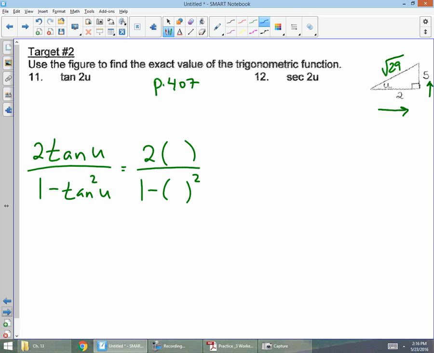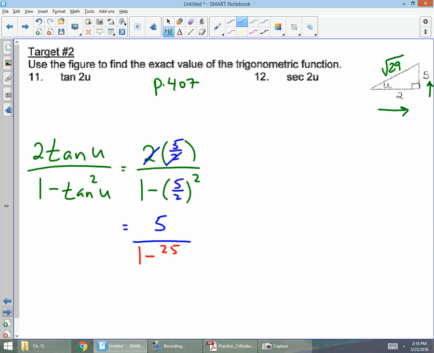Now, for question 11, it needed tangents. I really didn't need the square root of 29 for this part, but that's okay. Tangent is opposite over adjacent, so it's 5 over 2, and it's all positive. Reduce that fraction, 5 in that numerator. And we're kind of breaking out all of our moves here.